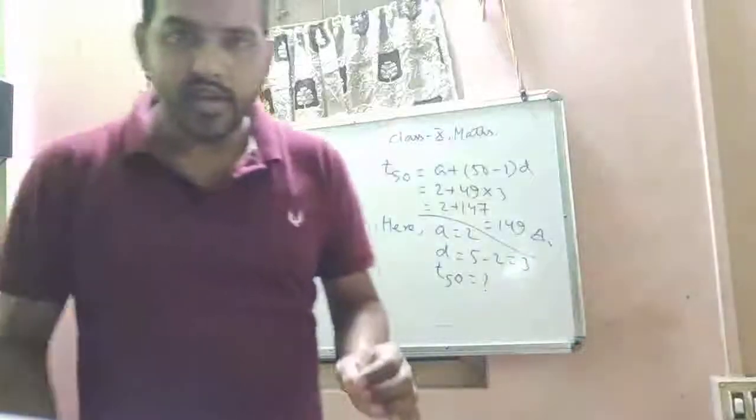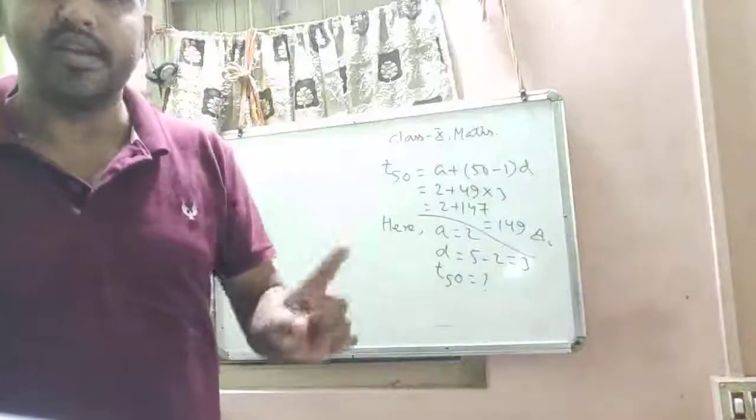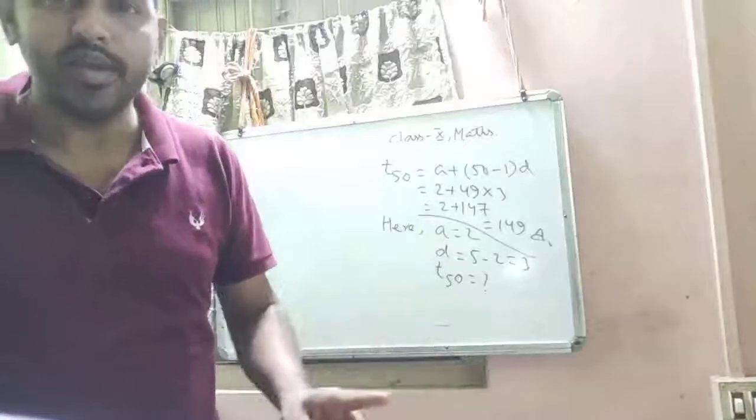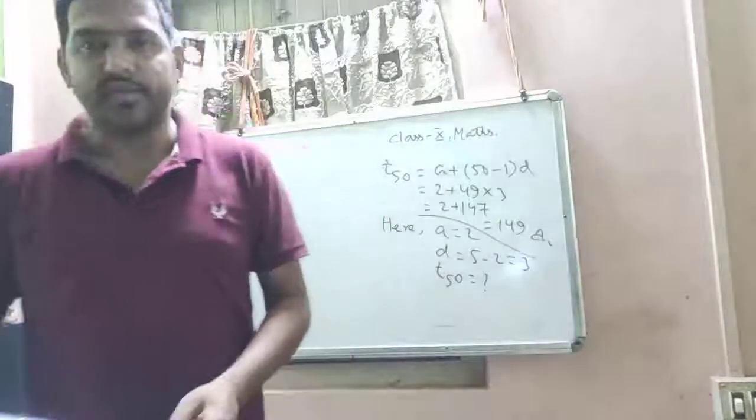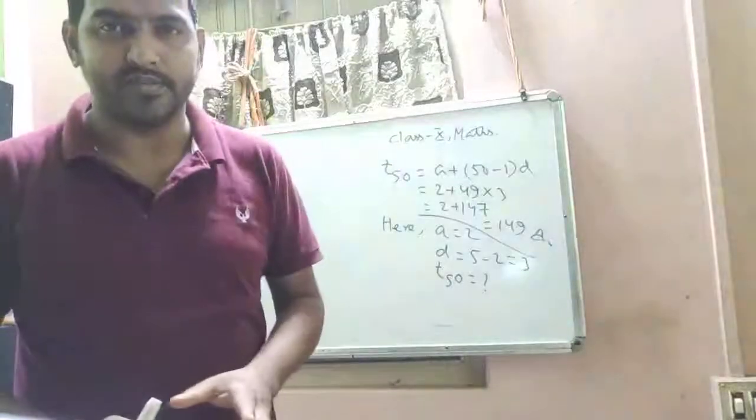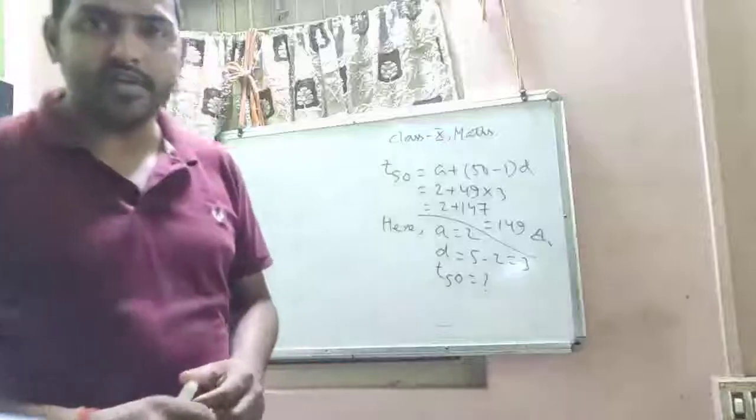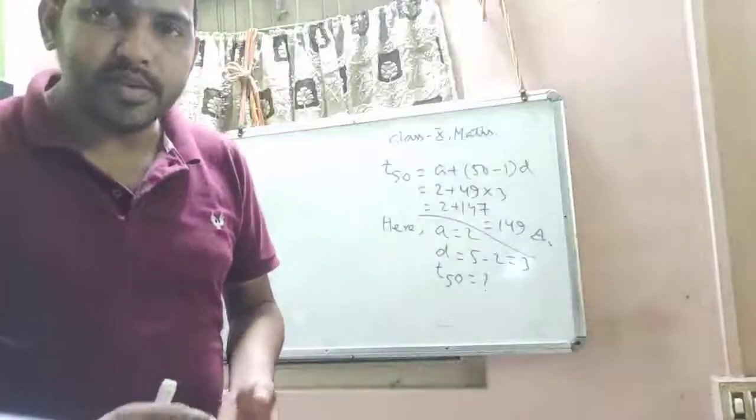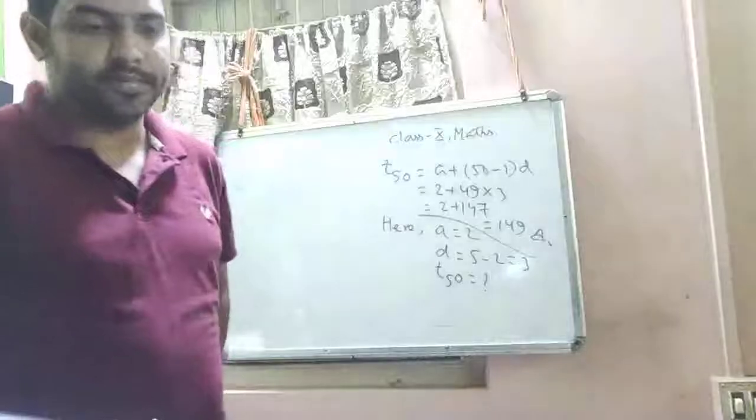So this is the way we can find the nth term present in any series forming an AP. So the definition of AP is what? AP is a sequence of numbers where the difference between any two successive numbers is constant.